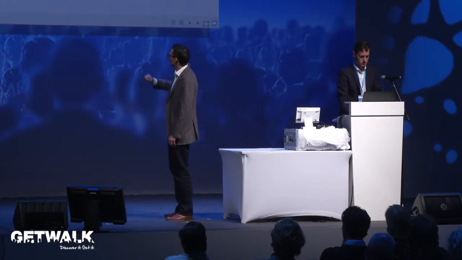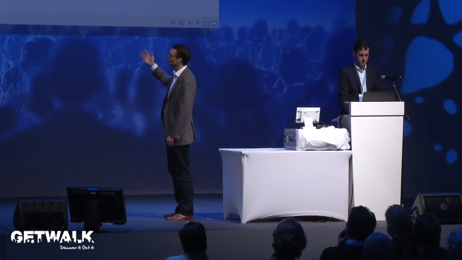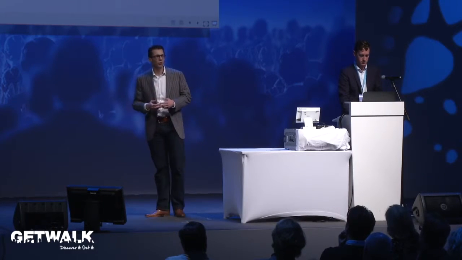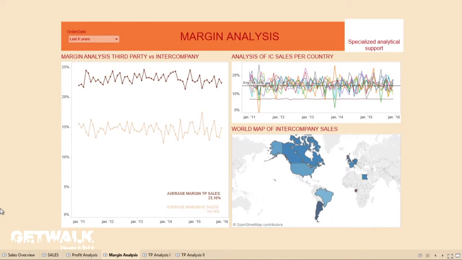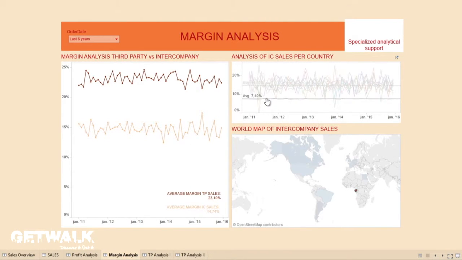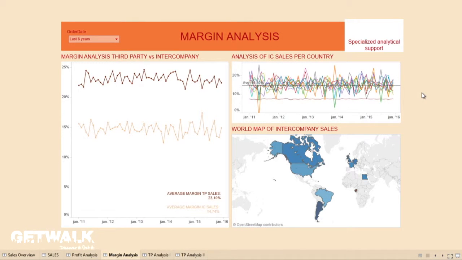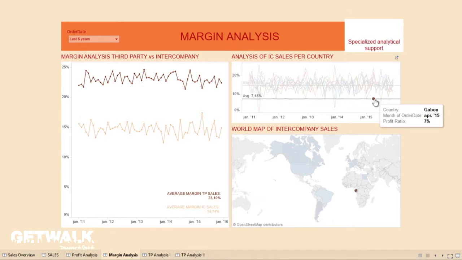Zooming in on profit margin makes it clear that this analysis gives insight into transfer pricing activity. This shows that the profit margin of intercompany orders is lower than that of third-party orders. The graph in the top right corner depicts the margin of all intercompany orders. Most of the countries are in line with each other. However, we clearly see that one country deviates from the others. When Jasper hovers over this example, we can see that this country is Gabon.